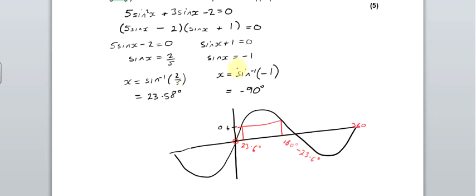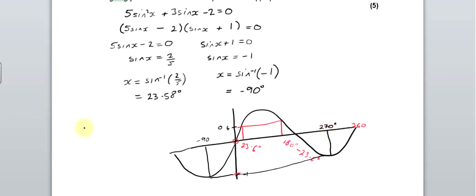And the other one, sine x, is -1, so -1 is down here. Let's put -1 on. And you can see that your calculator has actually given you this number here, -90. But we don't want that, we want the number over here, which is clearly going to be 270.